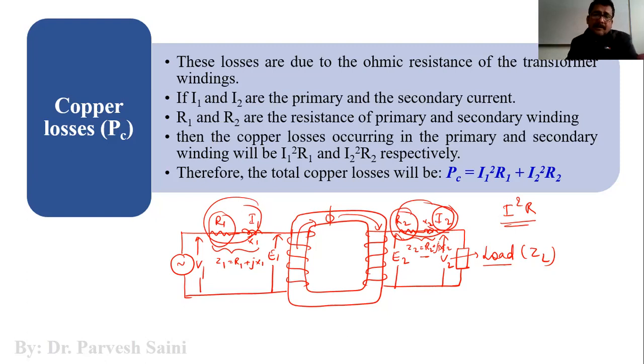Because these windings are made of copper, we generally call these losses the copper losses or the winding losses. This is one and the same thing. Either it is copper loss or winding loss, it is one and the same thing. The total copper loss in the transformer is the sum of the I square R in each winding, primary as well as secondary.